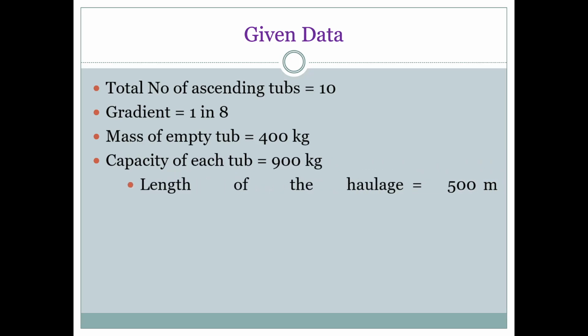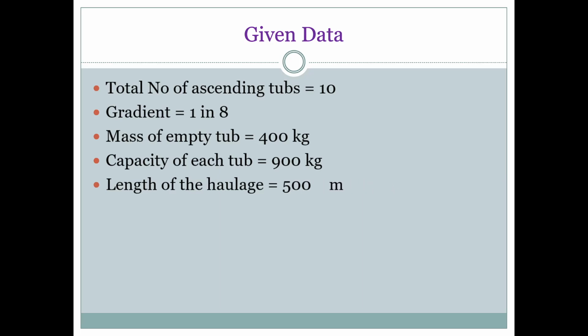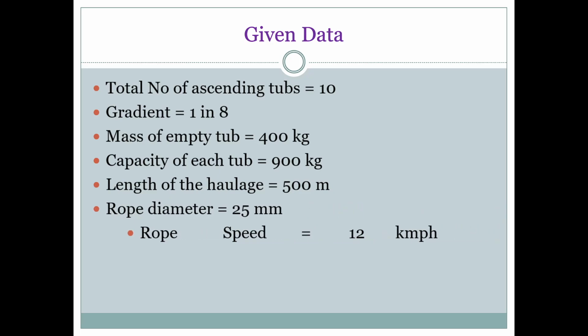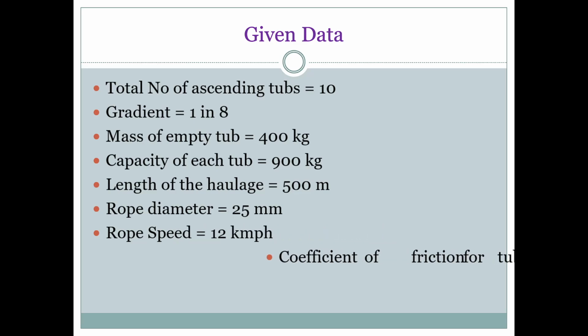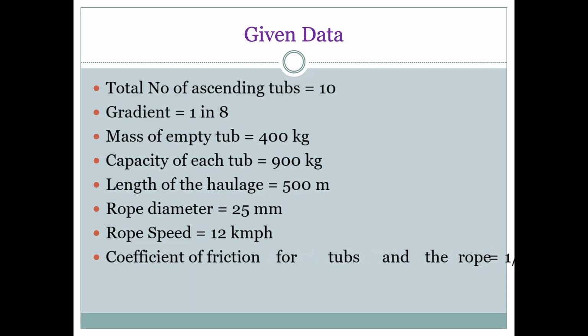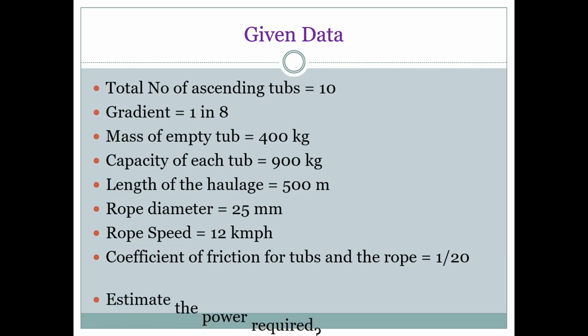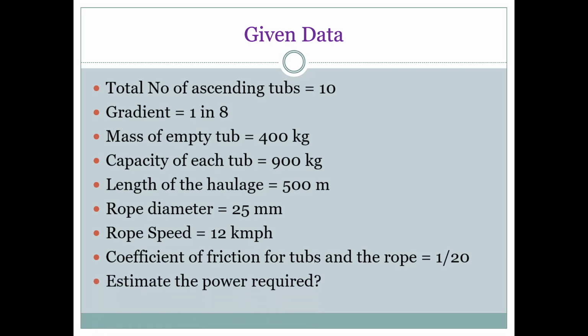Then length of the haulage 500 meters. Rope diameter 25 millimeters. Rope speed 12 kilometers per hour. And coefficient of friction for tubs and the rope is 1 by 20. The question to be answered is we need to estimate the power required. So let's start off with the solution part.